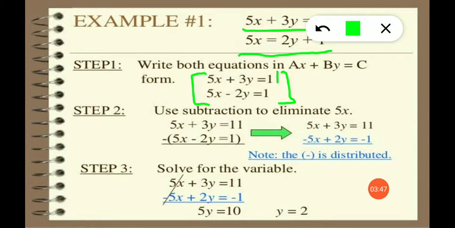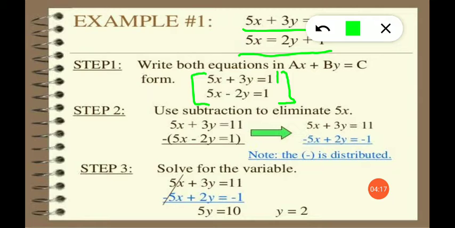Students, here just a small typing mistake was there. It is not 1, it is 11. So 5x plus 3y is equal to 11 and 5x minus 2y is equal to 1 are the two equations in the standard form. Then second step, since we want to eliminate x, we will subtract the two equations.